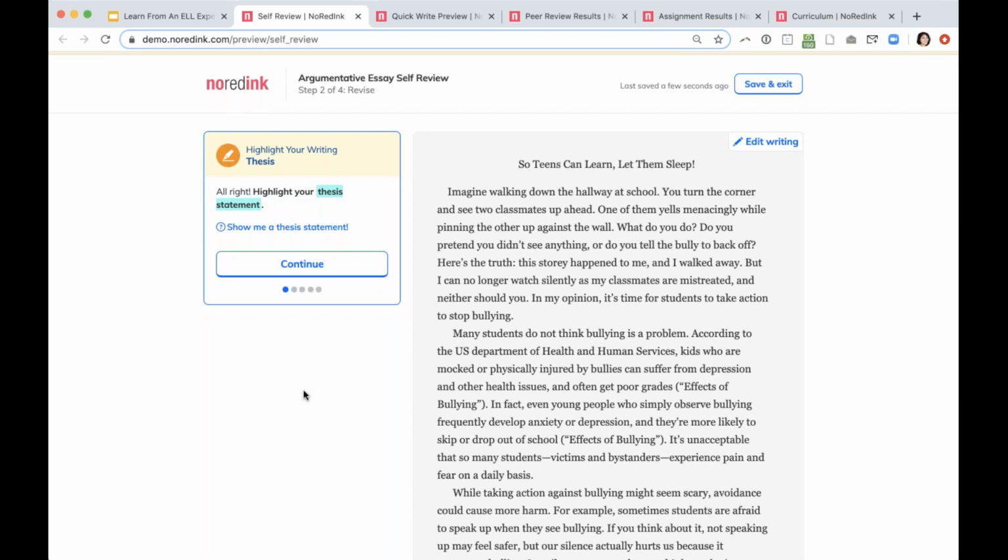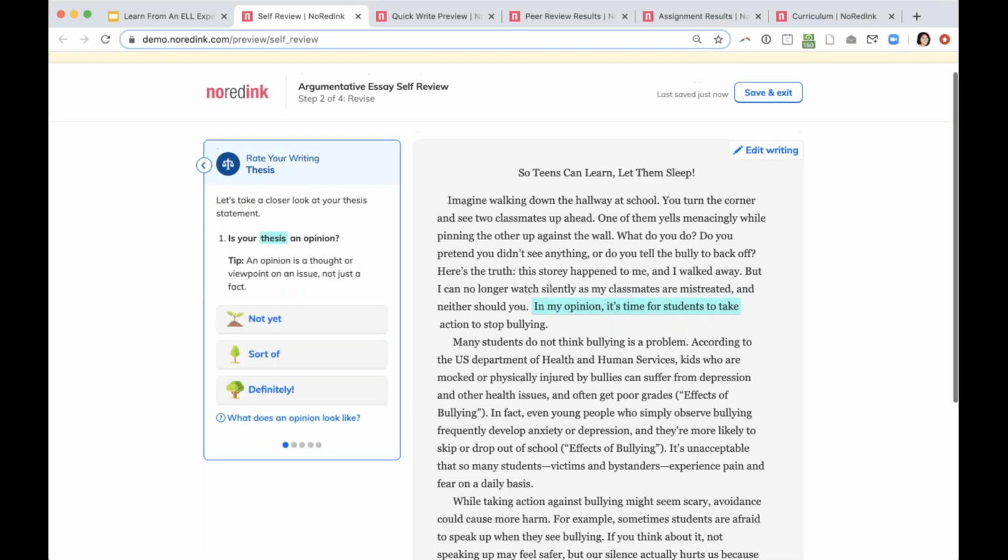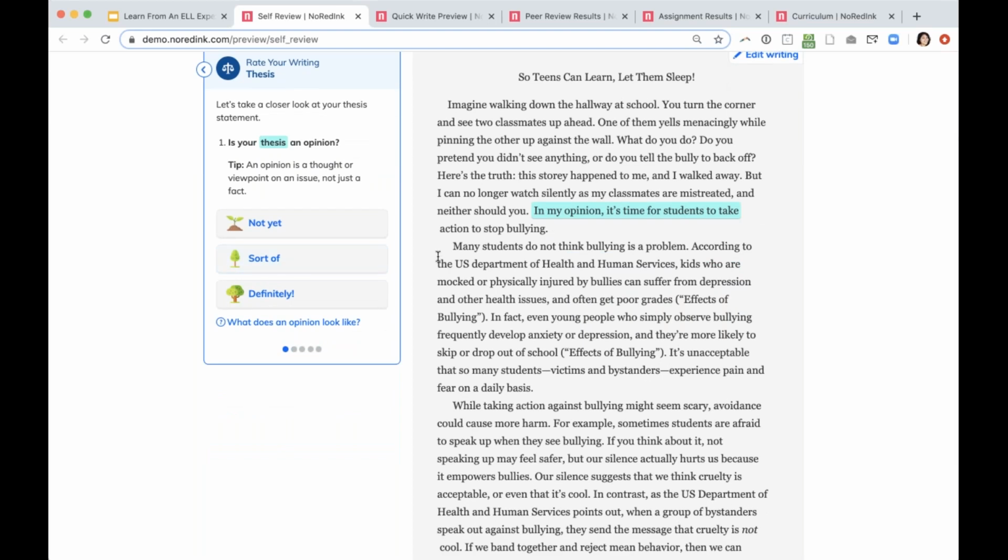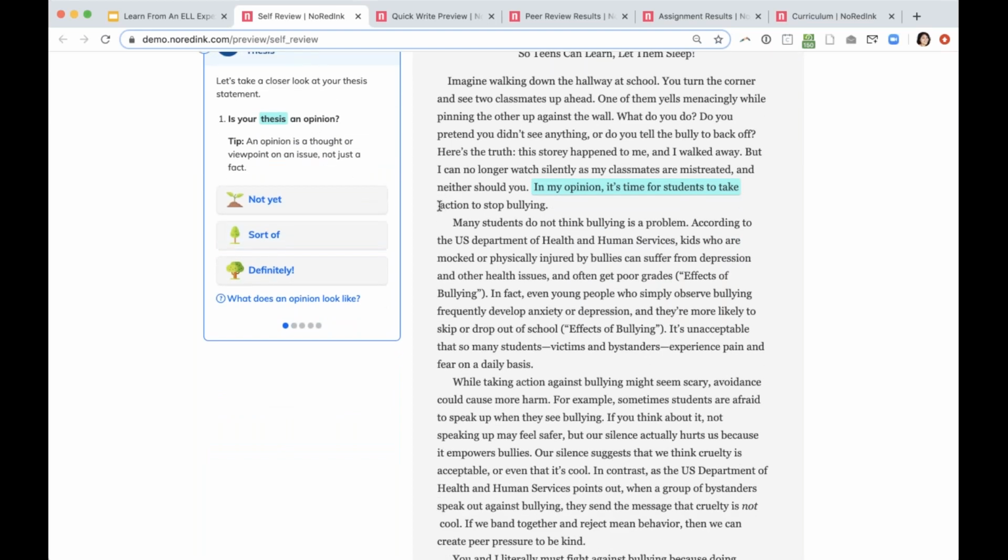So I start off with a self-review where they are going to highlight sections of the text and specify based on color what it is they're looking for. For example, thesis statement might be blue, whereas maybe a hook might be pink. And then from there, they can see through color the organization of the text.